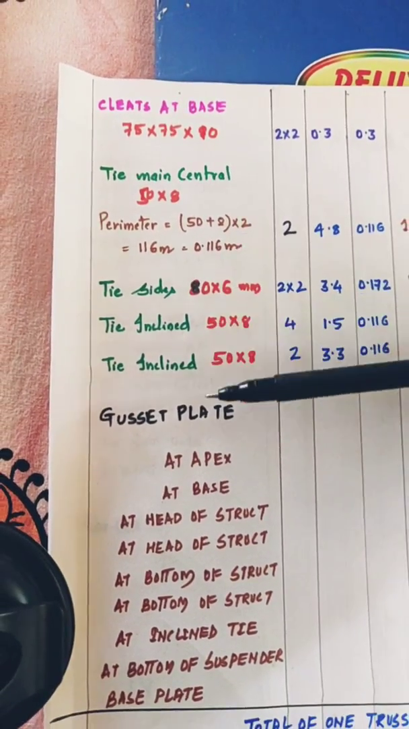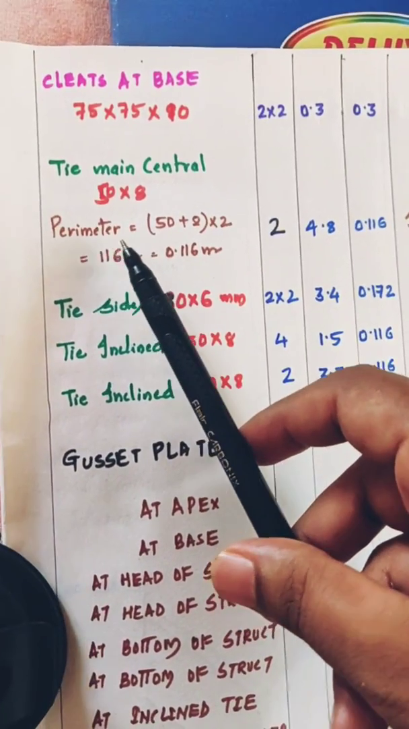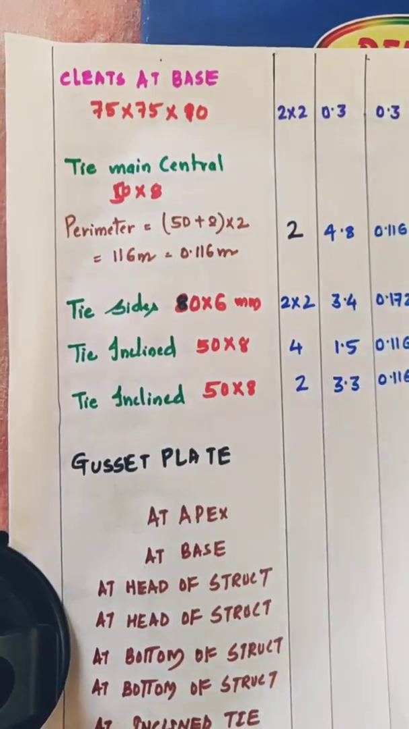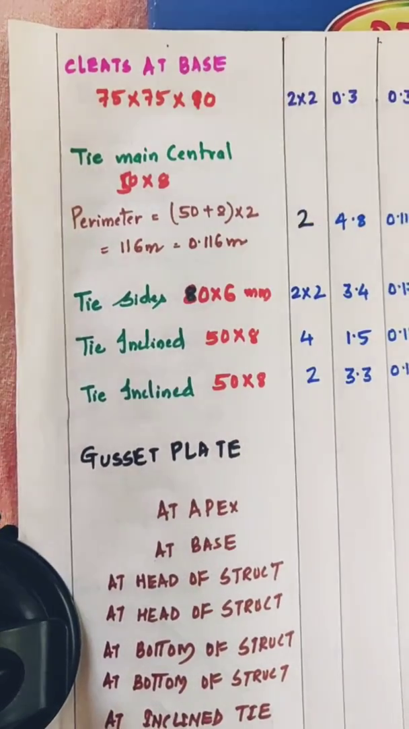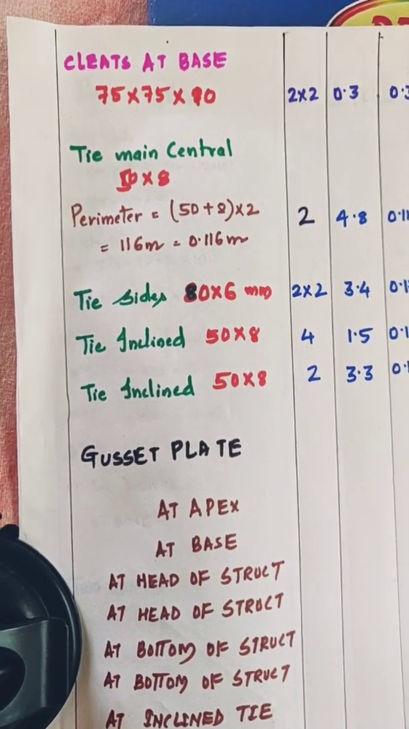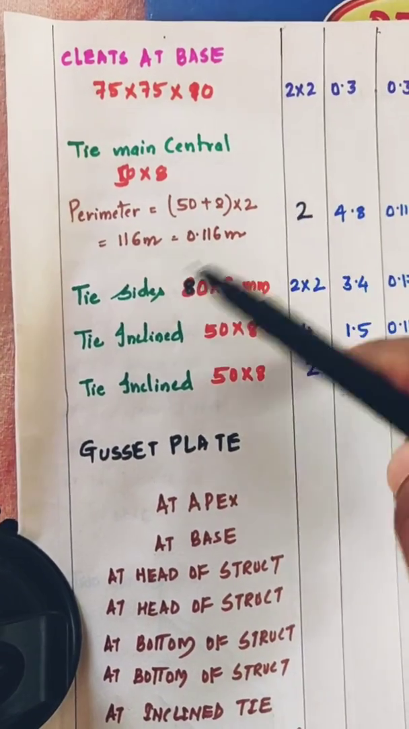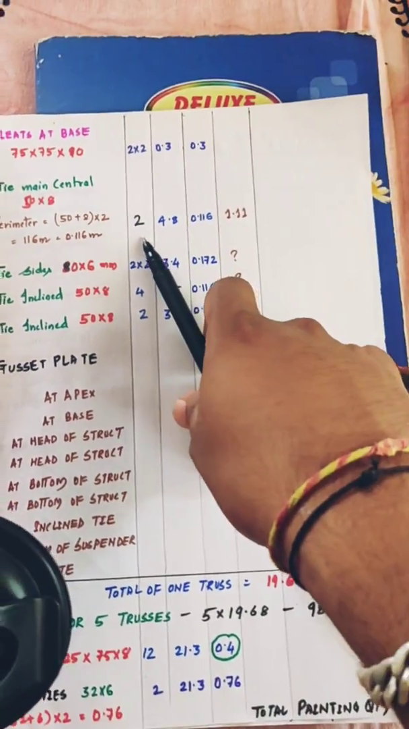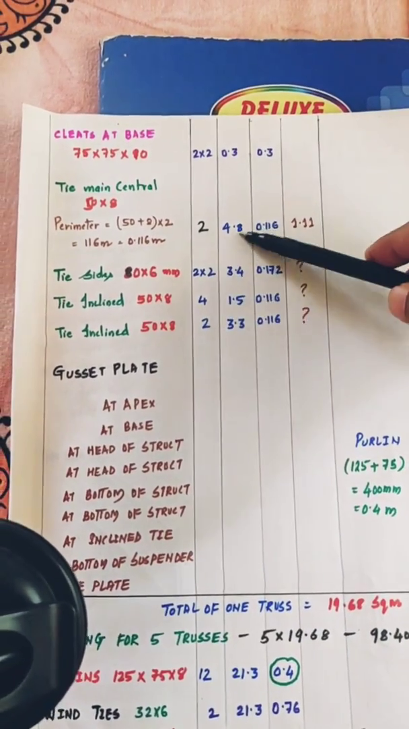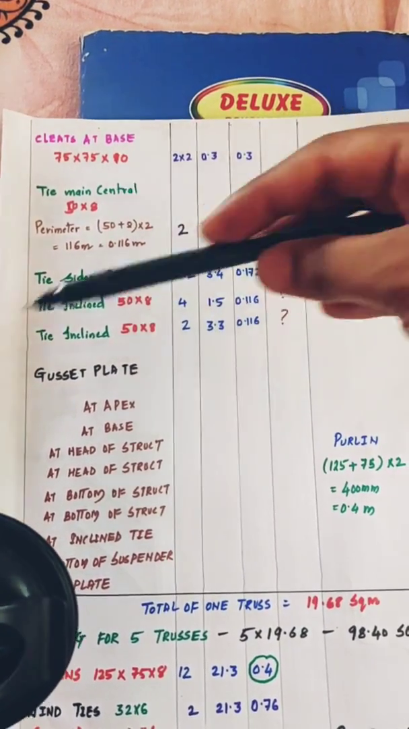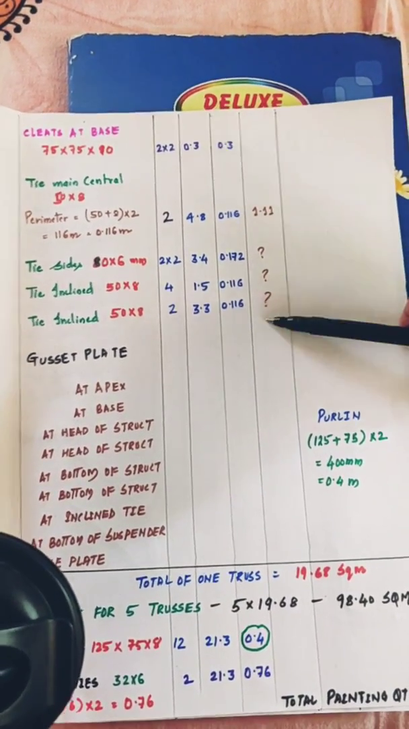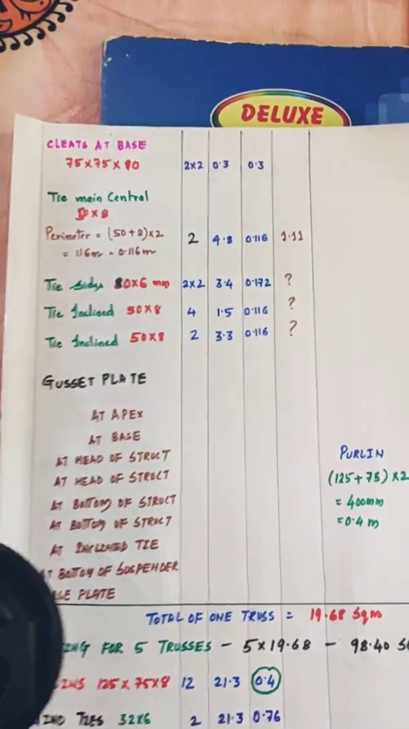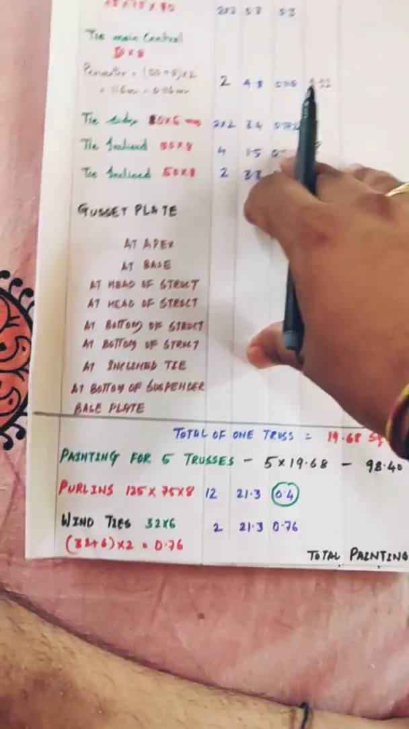Similarly, tie members. Here it is a plate member. So perimeter will be what? I showed you the plate section. So 50 is the thickness, 2 faces, and thickness 8 mm, 2 faces. So you will get the perimeter. There are two numbers. So for the first row and first column and second column you already have the quantities. Just write these perimeters and this will be the quantity. The question marks are left out for you people to work out.